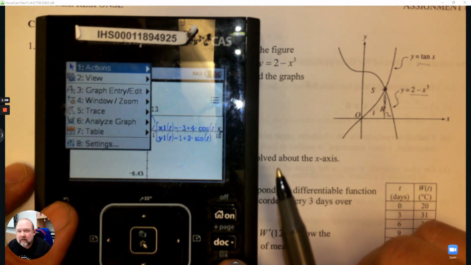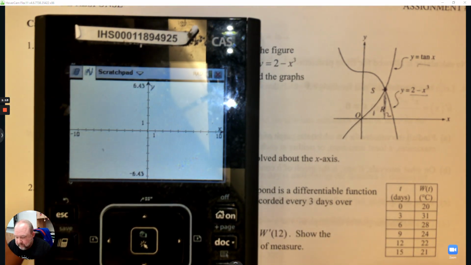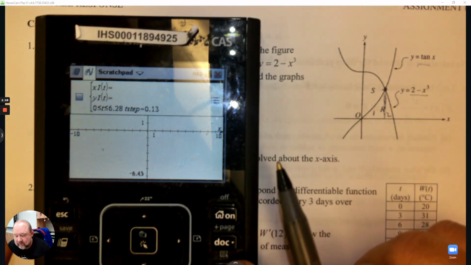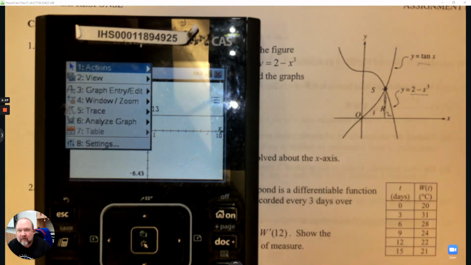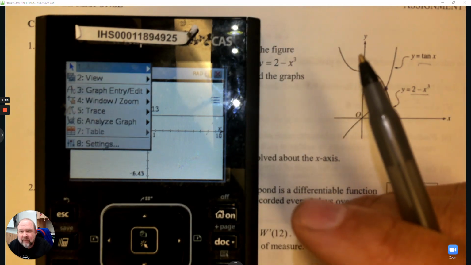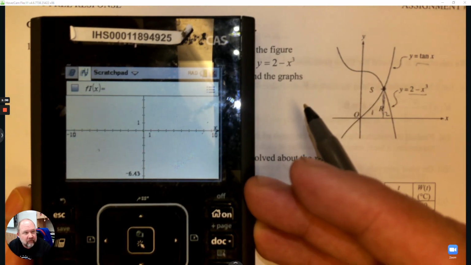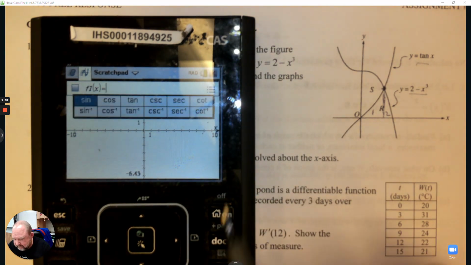I'm going to delete that. I have it in parametric mode, so I'm going to change it. Sometimes when the mode is wrong, like you see the term relation, this was in parametric, press menu and go to graph number 3 and then press 1, so it's a function again. So there it is. The first function is just tangent x.